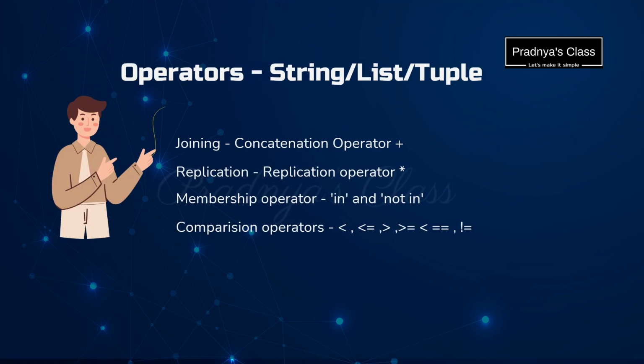The operators which we are gonna apply on the list will be exactly same as string. When we use concatenation operator, both the operands should be of same data type. It means list can be concatenated with only list. The same rule applies with string and tuple too.